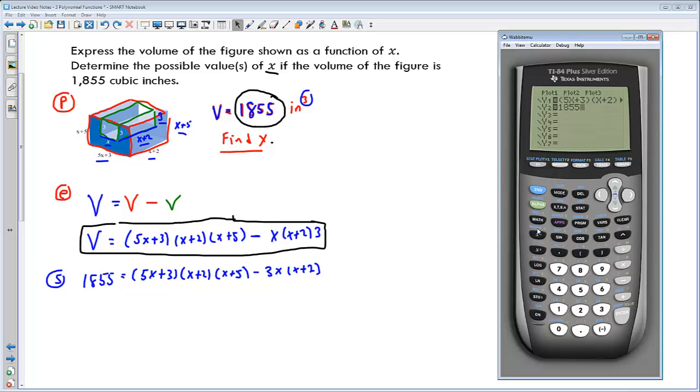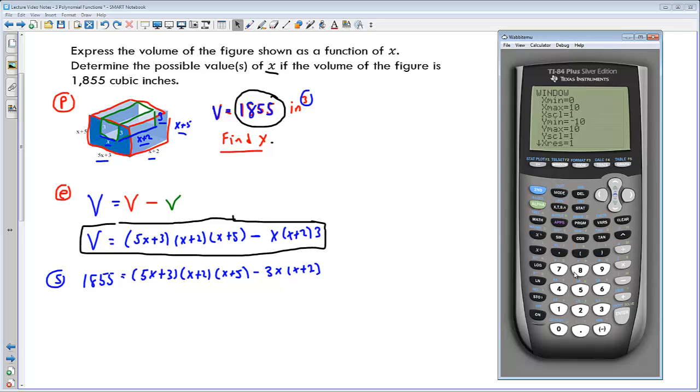Now, the hard part of this is where are we going to look? So hit the window button, because we have to set up the window. We have to think about what x might be. If you look at the picture, this is 3 and this is x, and they don't look very different. I always start at 0, but I would guess that x is not going to be much bigger than 3. So let's just do 0 to 10 and see what happens.